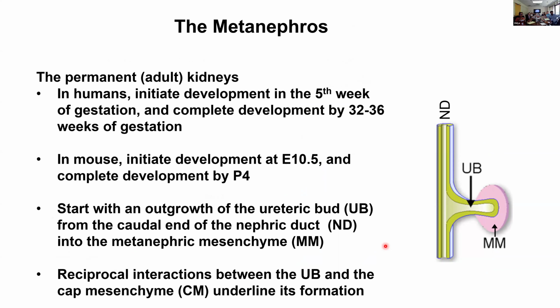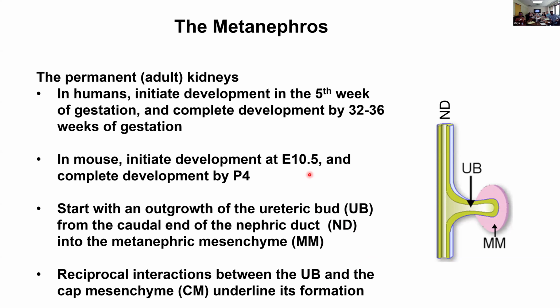So for humans, there is no postnatal new nephron formation. That's different than mice. In mice, it starts at around embryonic day 10.5, so E10.5, and then development is complete by P4, meaning after that, you don't have new nephrons being induced. So what you have by now is the maximum number of nephrons formed.